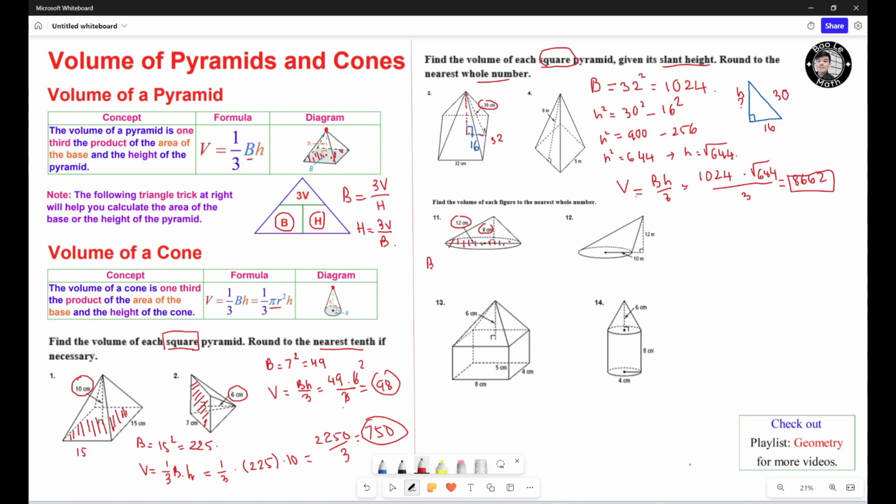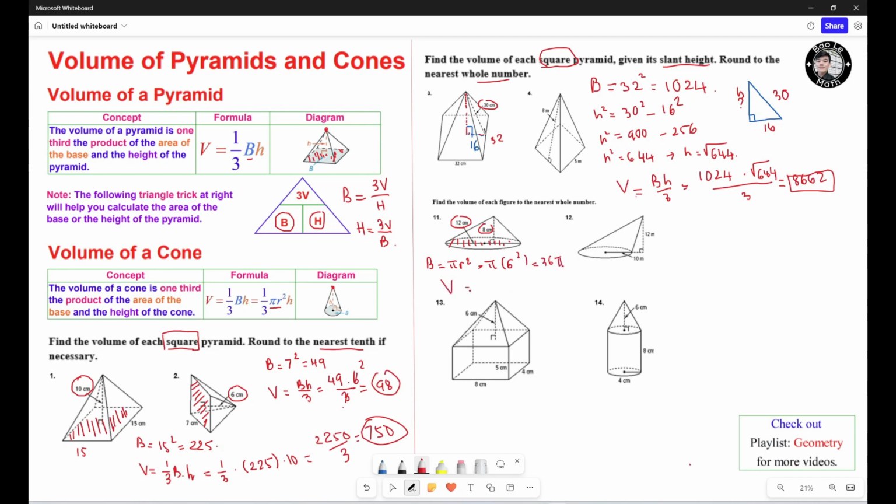Alright, the base equals pi r squared. So it can be pi times r squared. Diameter equals 12. Radius must be half of diameter, so it should be 6. So 6 squared equals 36 pi.